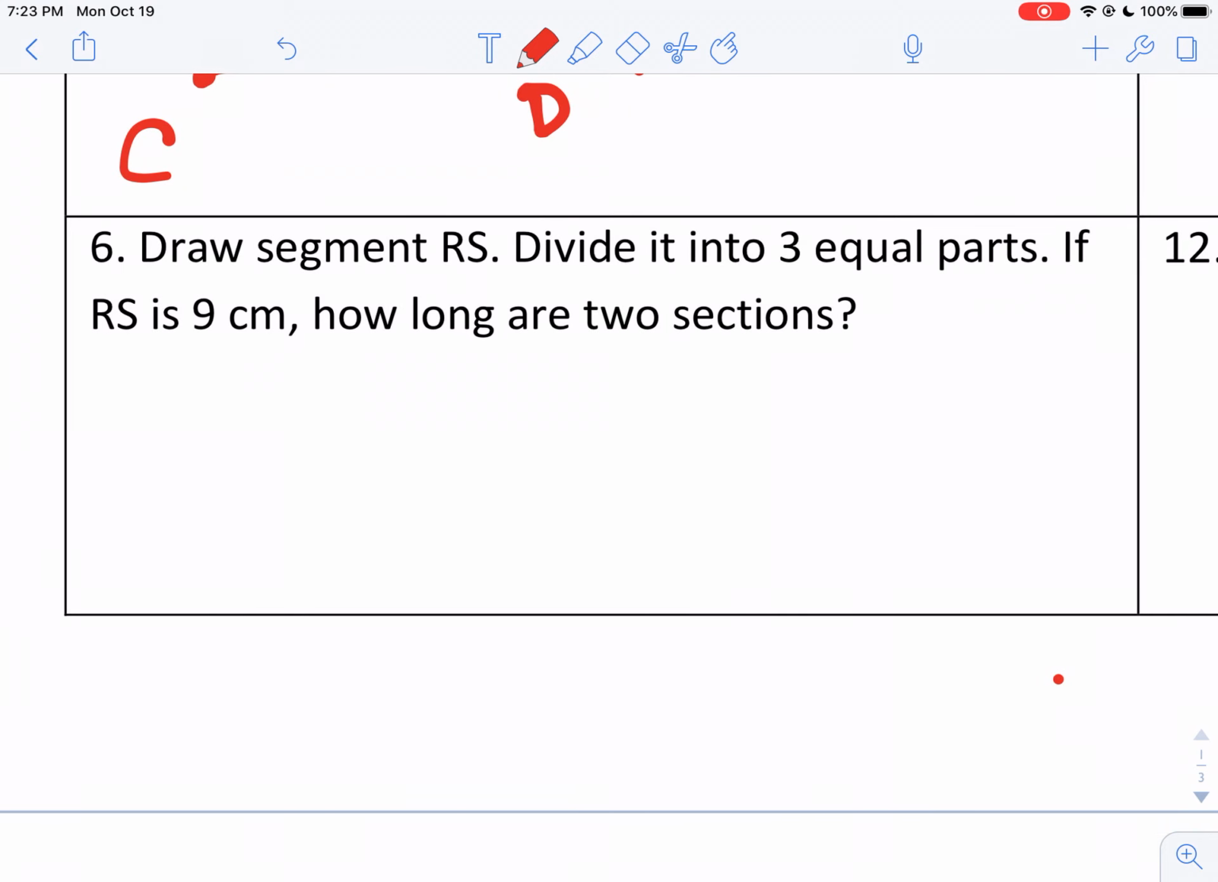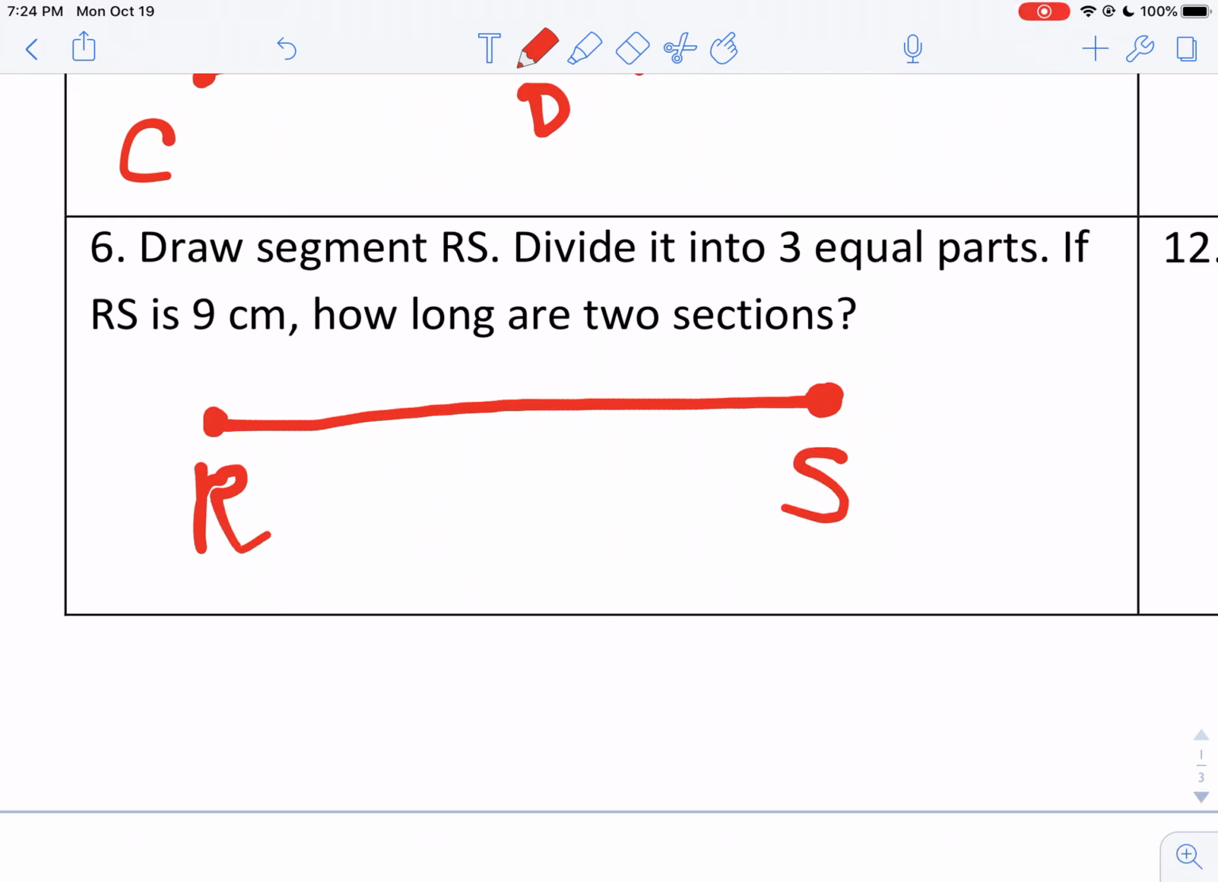Okay, number 6. A lot of this worksheet is basically coaching you how to read the directions and follow them. So you want to read carefully, think about it, reflect, do what you need to do, and then go to the next one. So here they want you to draw segment RS. I want to draw it, not write it. I'm going to draw it. I hope everybody can see the red. Okay, that's segment RS.